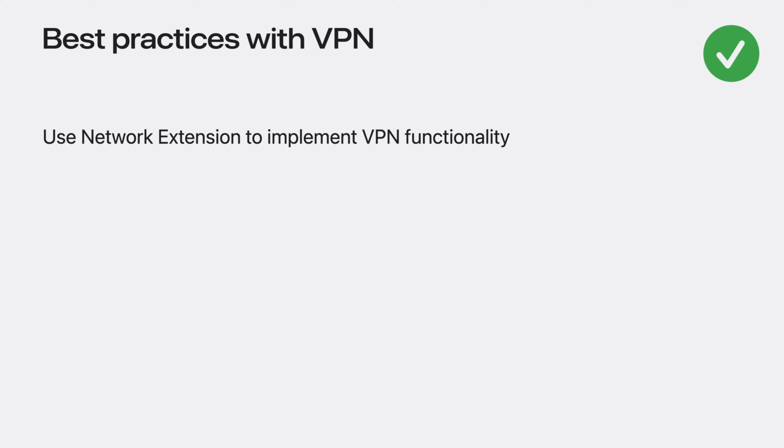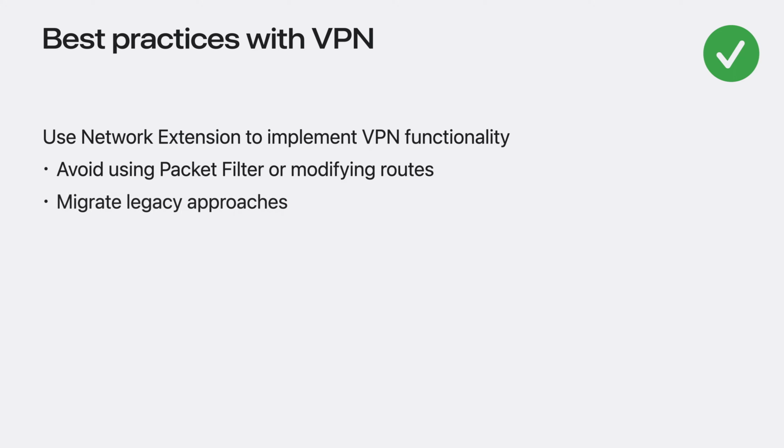NetworkExtension is the supported API to build a VPN app. It works seamlessly with other networking and system components. Building a VPN app with anything else is highly discouraged. Avoid using packet filter or directly modifying the routing table on a Mac. This is not supported and risks clashing with traffic filtering and routing rules installed by the system or other apps.